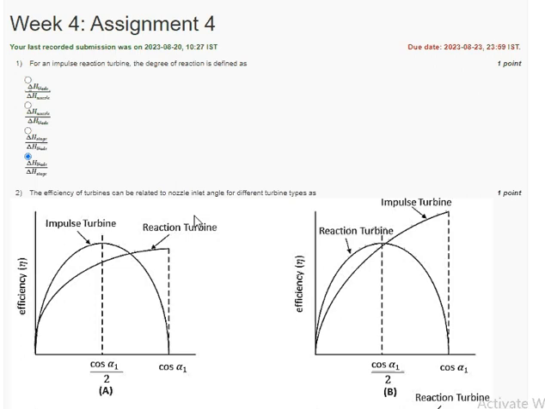So today we are discussing the solution of week 4 assignment of NPTEL. Course name is Power Plant Engineering. So let's discuss the assignment.